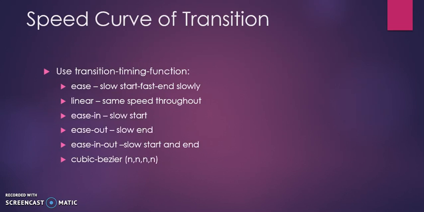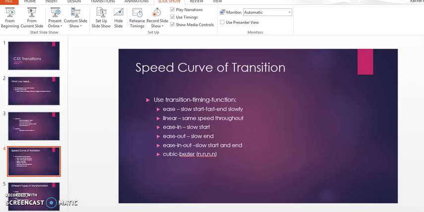There are a couple different types of these. Pretty much what a transition timing function is, is how fast and slow the transition actually occurs. For example, we have ease, which starts slow, goes fast, and then ends slowly. Linear is the same speed throughout. Ease in starts slow. Ease out ends slow. And ease in out has a slow start and end. And then lastly, we have the cubic bezier, and that's where you can manually put in how fast or slow you want to go.